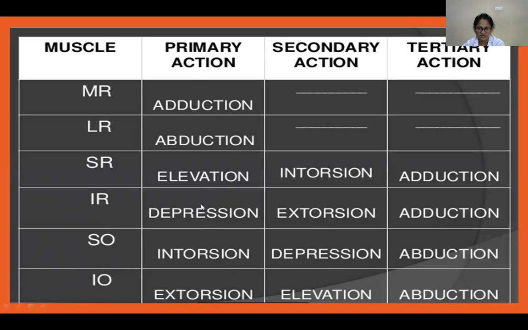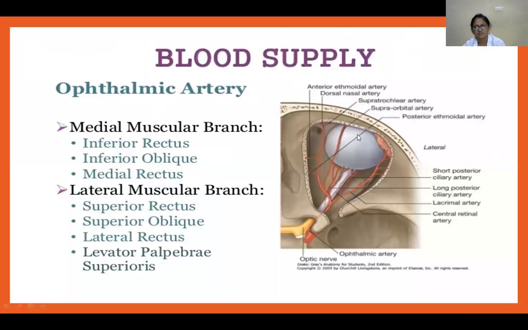Okay, these are the movements produced by the primary action, secondary action, and tertiary actions. These are the muscles producing the movements in the primary, secondary, and tertiary actions. Next, coming to the blood supply.